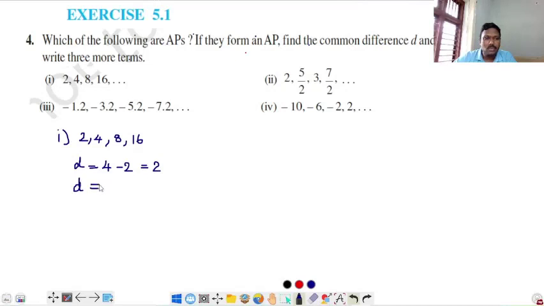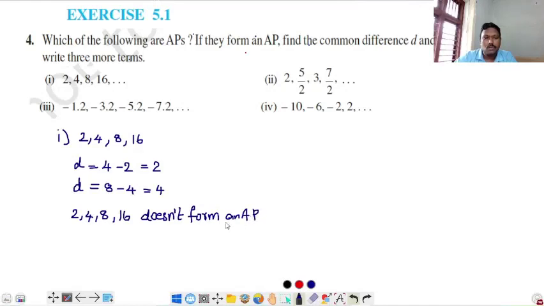Now we can check another D using the next two terms, A3 minus A2. 8 minus 4 is equal to 4. See, this common difference is different, so we can say this does not form an AP. So question number 1, 2, 4, 8, 16 does not form an AP.